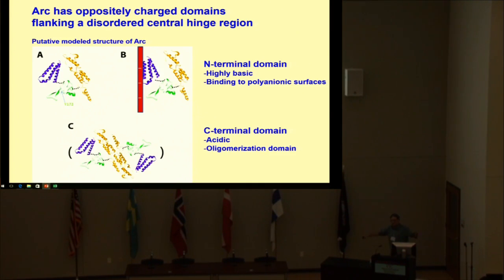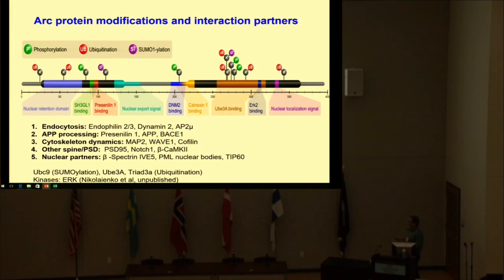So these two domains are very different. It has an N-terminal domain, it's highly basic, so it's very likely to then interact with polyionic surfaces. The C-terminal domain we think is the oligomerization domain. It's acidic and stabilized by salt, leads to this oligomerization. We believe that is the oligomerization domain. And then, yes, I'm getting ahead of myself a bit here.